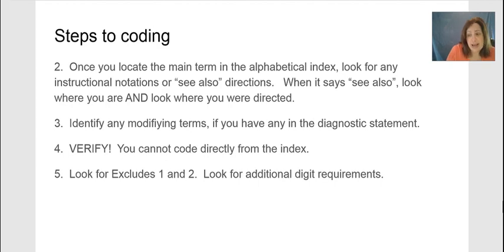So 80% accuracy won't keep you a job. You'll pass a class, and if that's okay with you, fine. Once you verify it, you're now going to look for those exclude statements. Do I need additional digits? All those things we've been talking about.